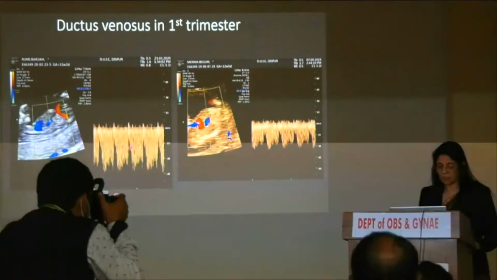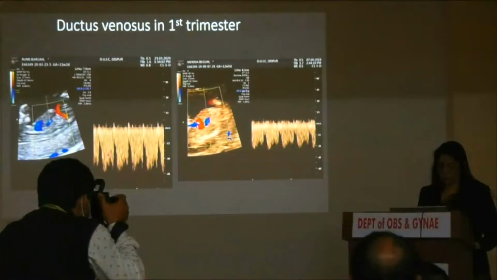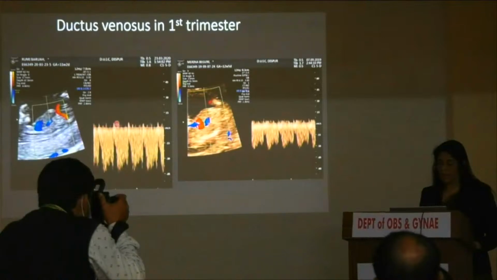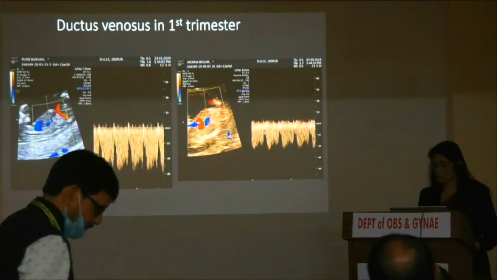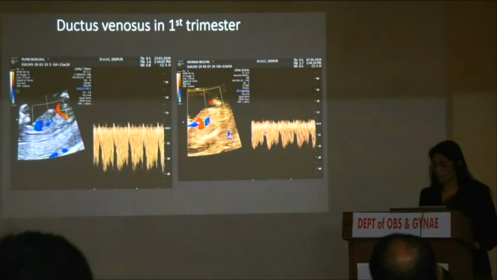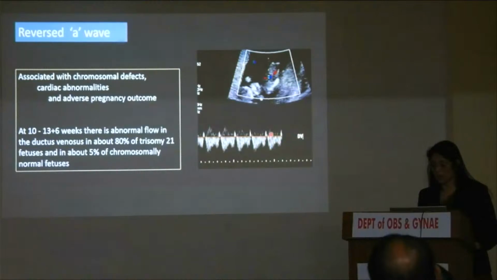So there are three waves, S, E, and A, and so we see that this A wave is out here, and whenever we see that there is reversal of the A wave, this is associated with cardiac abnormalities, or it can be associated with aneuploidies.